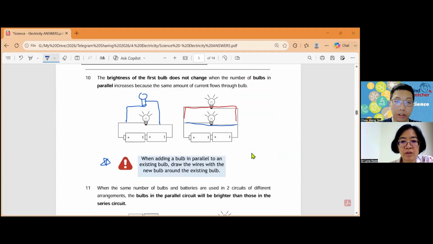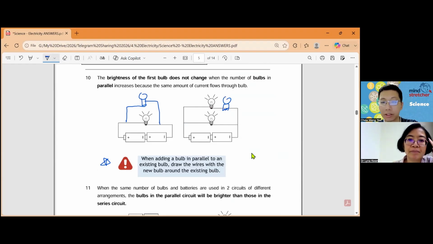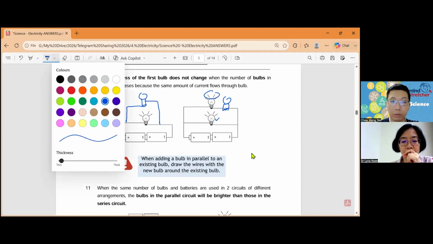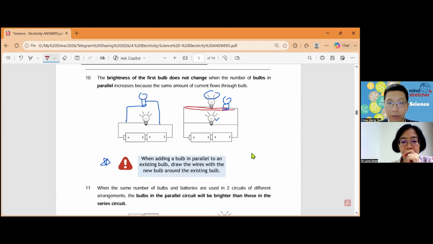But you have definitely seen questions whereby, for example, I add another light bulb here, assuming connected correctly. What will happen? This one still remains the same, but this one will reduce because in this pathway, there are two light bulbs in series. So these two light bulbs will share the current flowing through. They will be less bright as compared to the one below. All right.